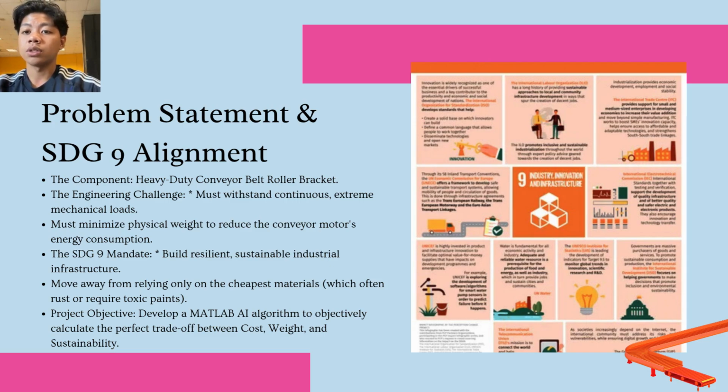The project is aligned with Sustainable Development Goal 9, Industry, Innovation, and Infrastructure. SDG 9 promotes the development of resilient infrastructure and sustainable utilization through innovation. Traditionally, material selection is often based mainly on cost, which can result in poor durability, corrosion issues, and increased environmental impact. To address this, our project develops a MATLAB-based AI decision support tool that evaluates material based upon multiple criteria, including cost, weight, mechanical performance, and sustainability. The objective is to identify the most suitable material that provides the best balance between engineering requirements and sustainable development goals.